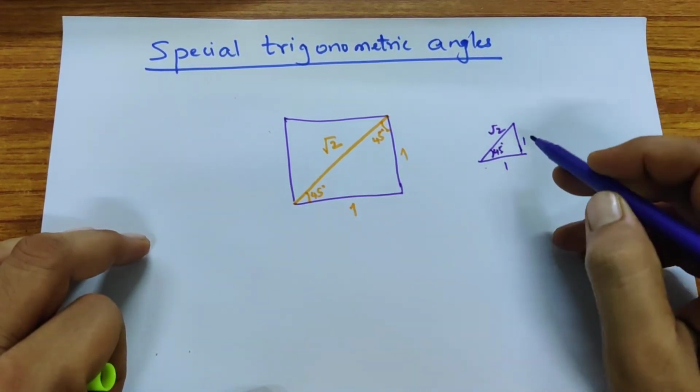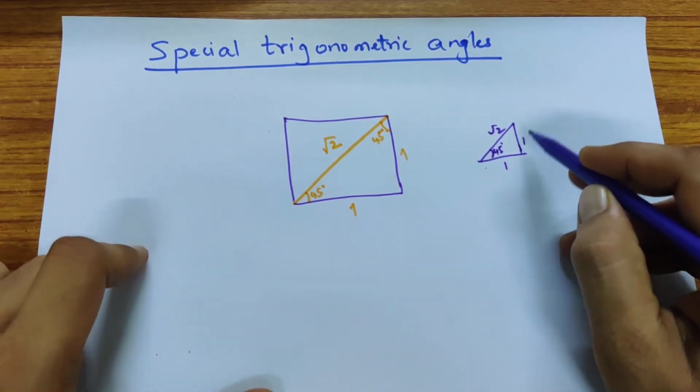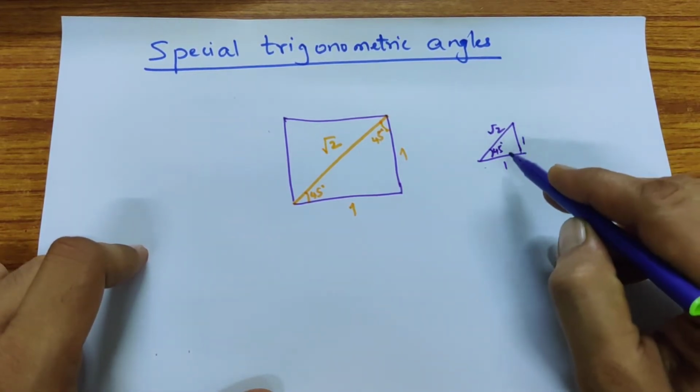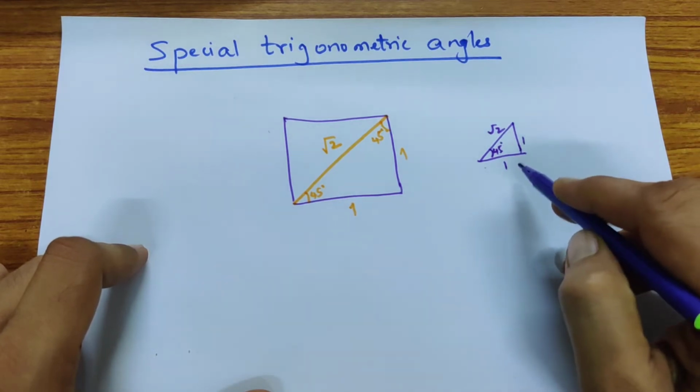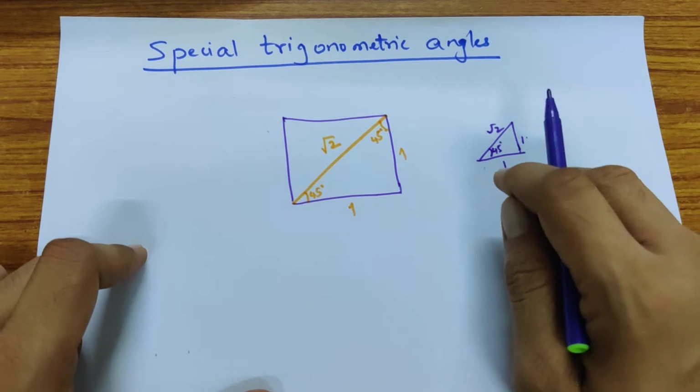So that gives you, for example, sine of 45 degrees is 1 divided by root 2. Cos of 45 degrees is 1 divided by root 2. Tan of 45 degrees is 1 by 1, 1. So you can see that very easily from this.